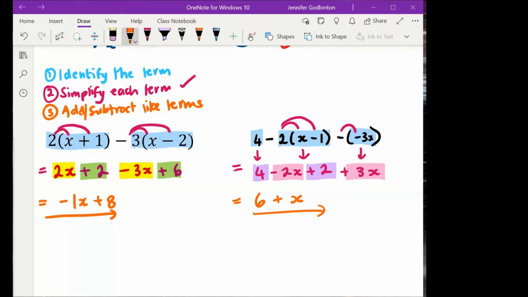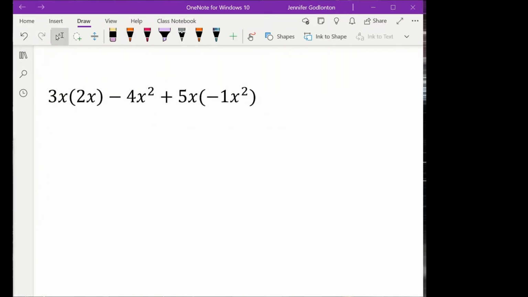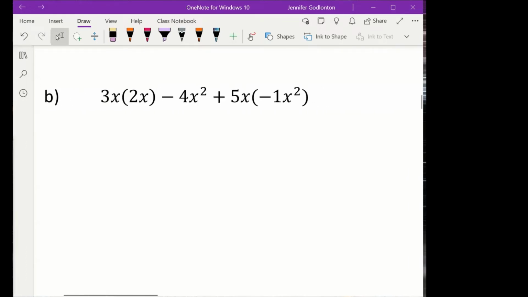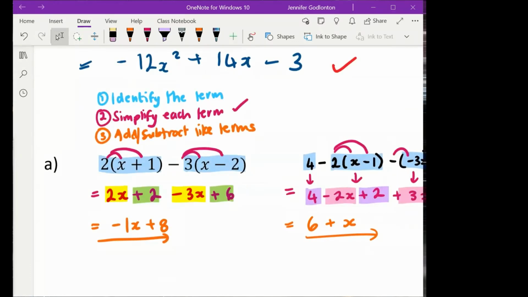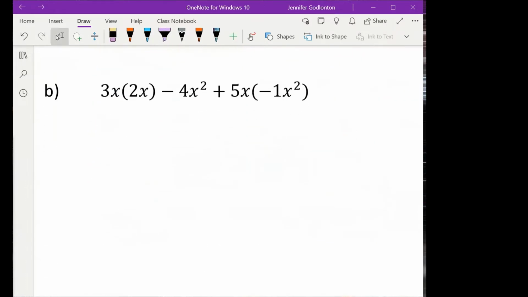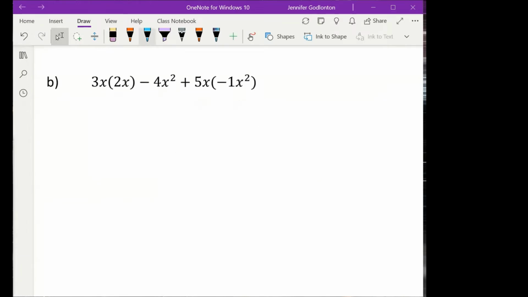Okay. Let's try another one. Okay. Think about what you have to do here. Think about those steps that we just spoke about. So think about these steps. Identify the terms. Sorry, that should have an S. Here we go. Simplify each term and then add or subtract like terms. Those are the 3 things you're going to think about. Let's see how this one goes. I'm going to write our steps here on the right-hand side.